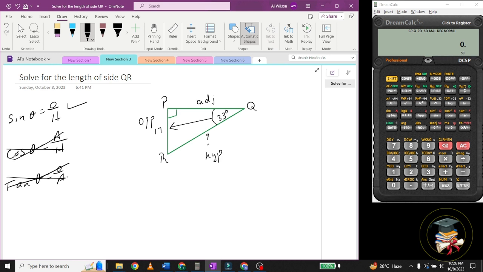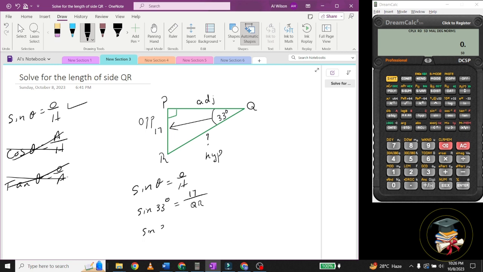So let's now continue with our sine theta being equal to opposite over hypotenuse, giving us our sine of 33 degrees is equal to our opposite, which is 17, divided by our hypotenuse, which is going to be QR.